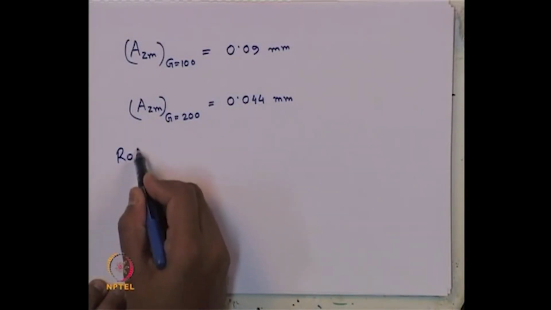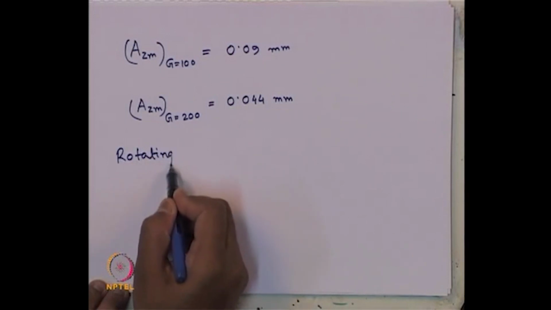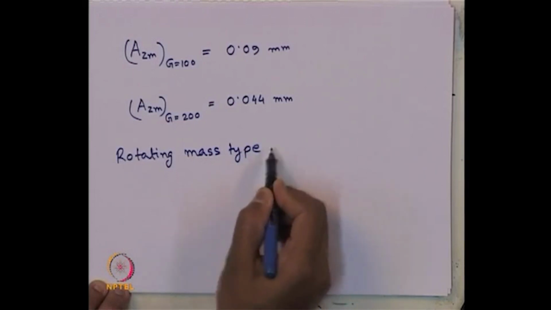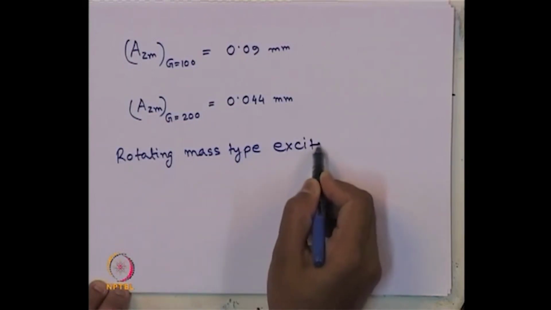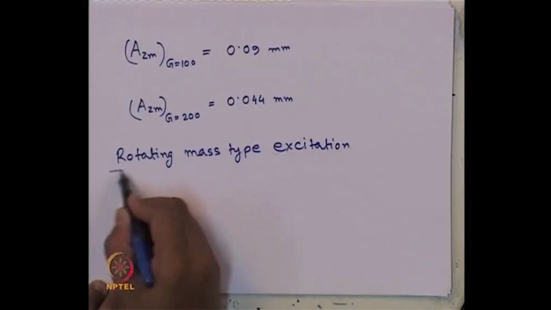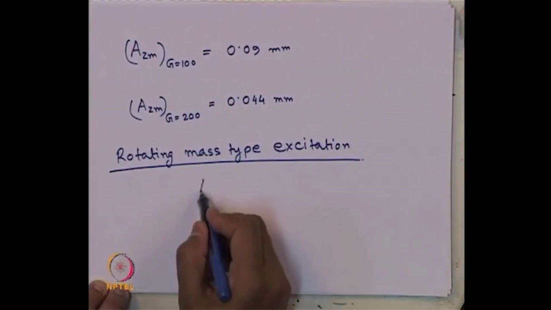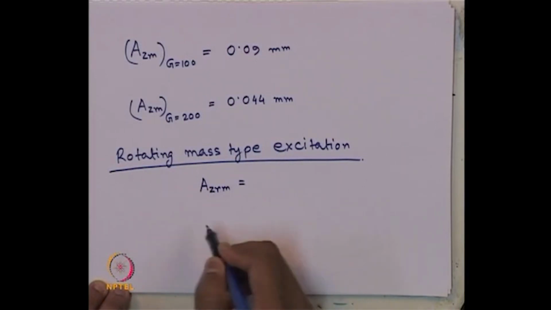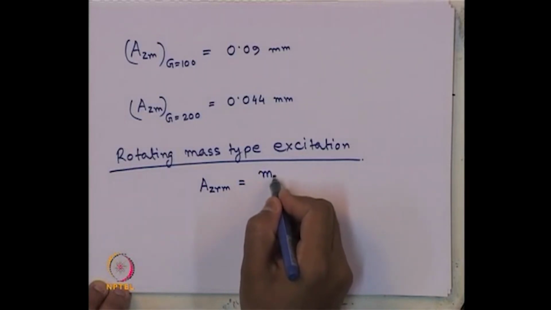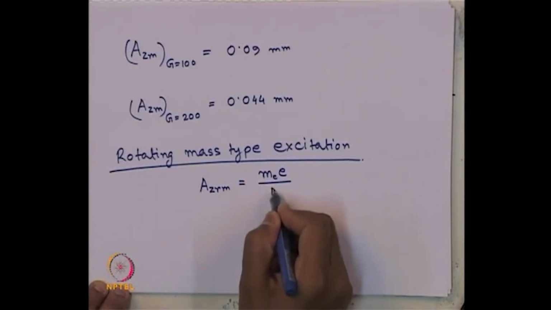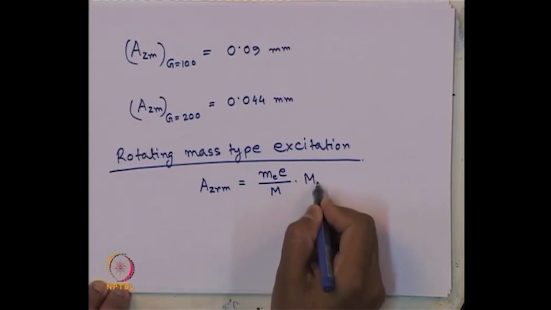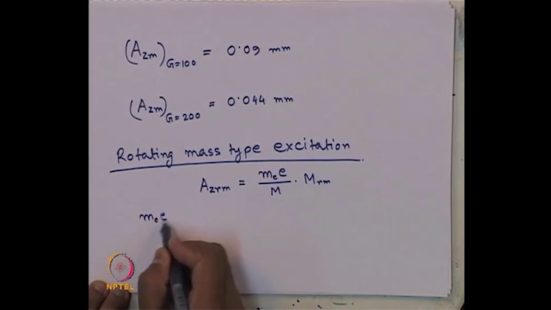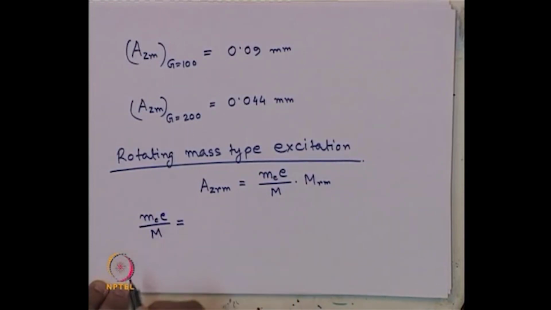Now, for rotating mass type excitation, what is the expression to find AZRM? The expression is MEE by M times MRM. Now, how much is this MEE by M? This remains same for all types of soil.